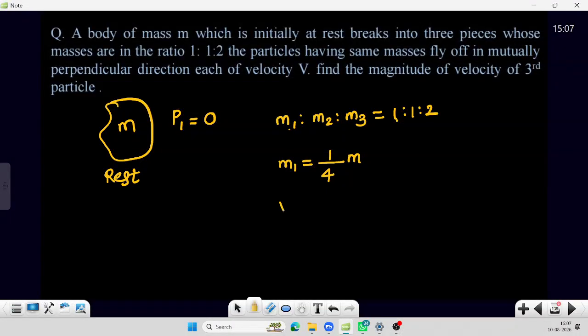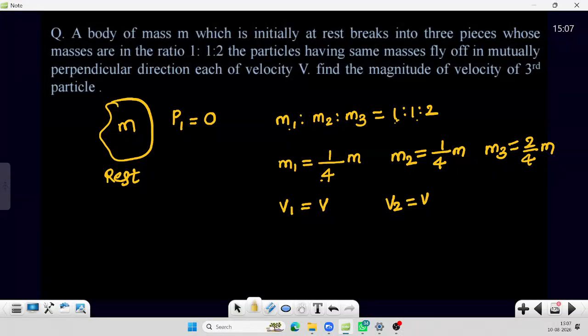And if I say this first particle's velocity is V, since the same mass means the same velocity, then the second particle's mass is also 1 by 4 into m. And the third particle's mass is 2 by 4 into m. So M1 and M2 have the same mass, and the same mass will have the same velocity. This velocity is also V.